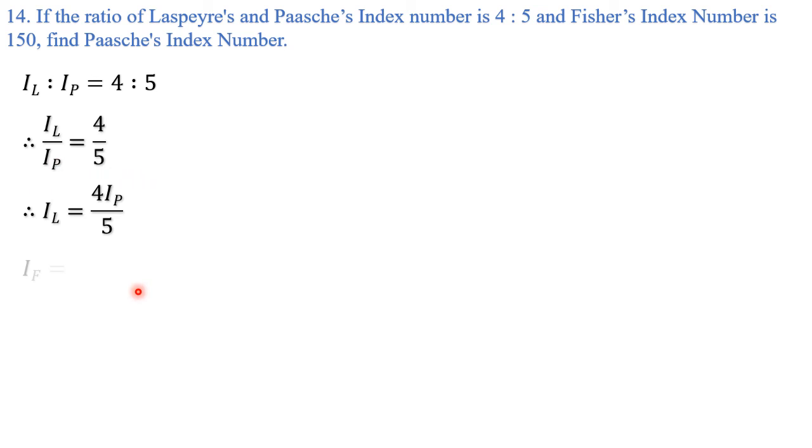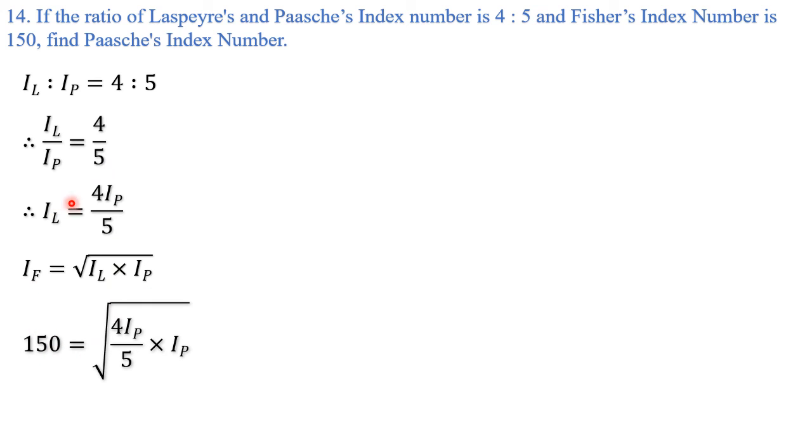I will use it in my Fisher's index number formula, that is IF is equal to IL into IP whole root. Whenever we are calculating last year past year Fisher's index number, we have to use this formula. Usually we always have to use this formula because it shows the relationship between Fisher, last year and past year. Sometimes the question is asked, what is the mathematical relationship between last year past year and Fisher's index number? You can show this. Put the values whichever we have. Now IF is 150 and IL is 4 IP upon 5.